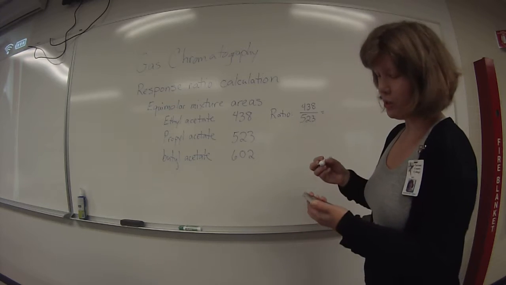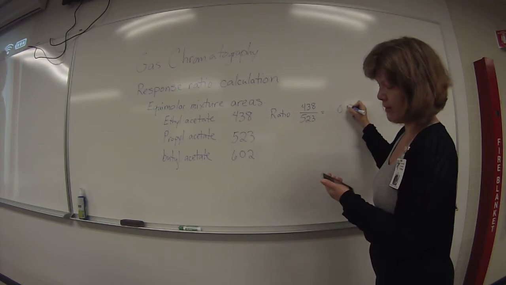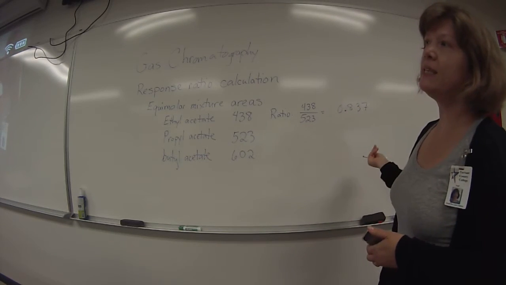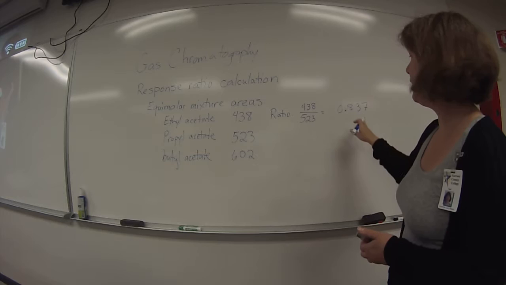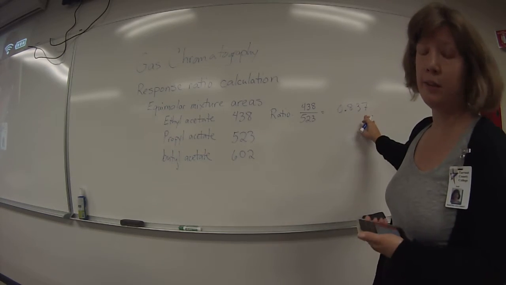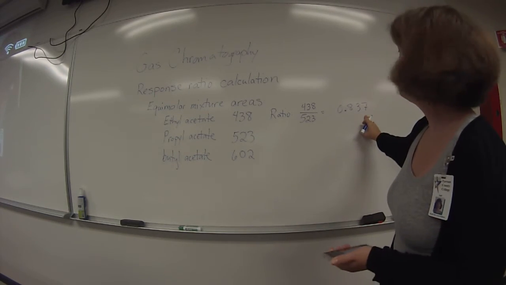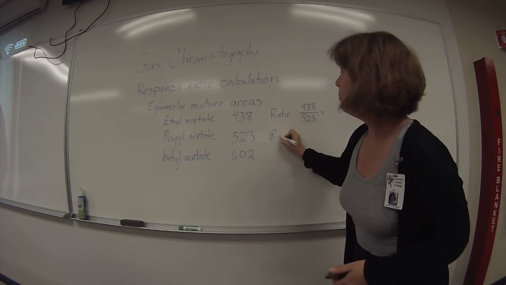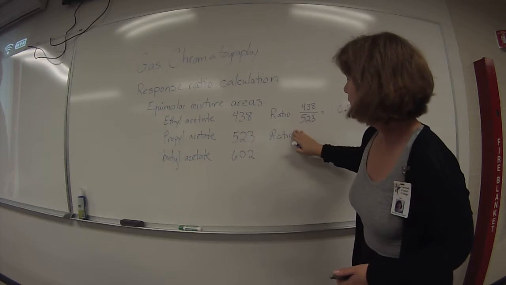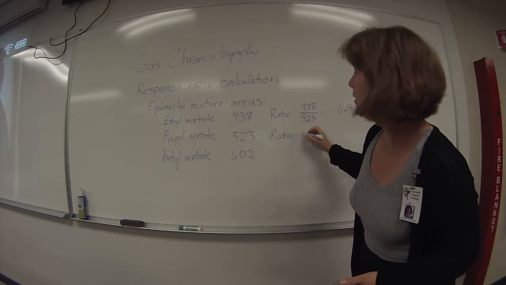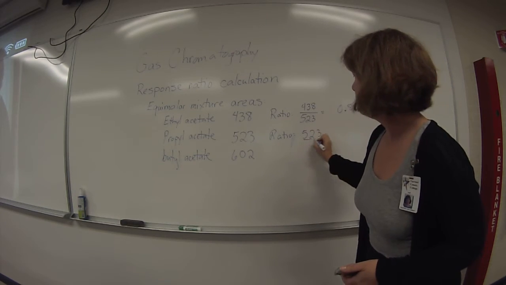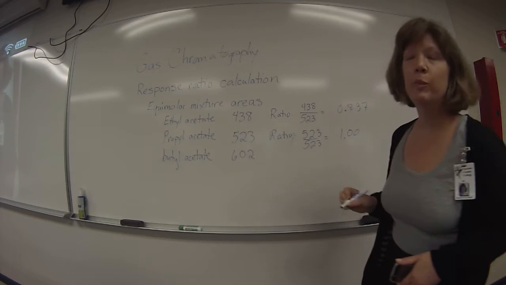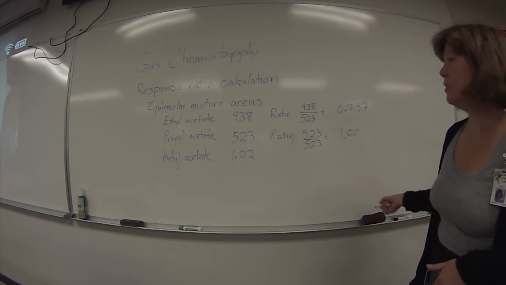So the response ratio is 0.837, and what that means is that the response for ethyl acetate is 0.837 of what it actually should be, or 83.7% of what it actually should be. For propyl acetate, since that's what we're using to compare, the response ratio is 1.00.